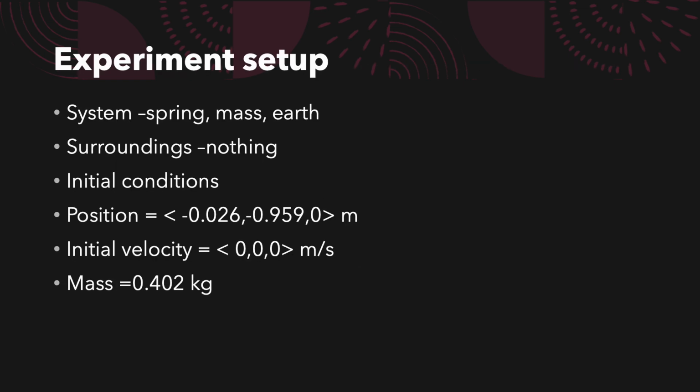The experimental setup: the system is the spring, mass, and Earth. The surroundings is nothing. The initial conditions are the initial position is negative 0.026 in the x direction and negative 0.959 in the y direction. The initial velocity is zero. The mass of the object oscillating is 0.402 kg.